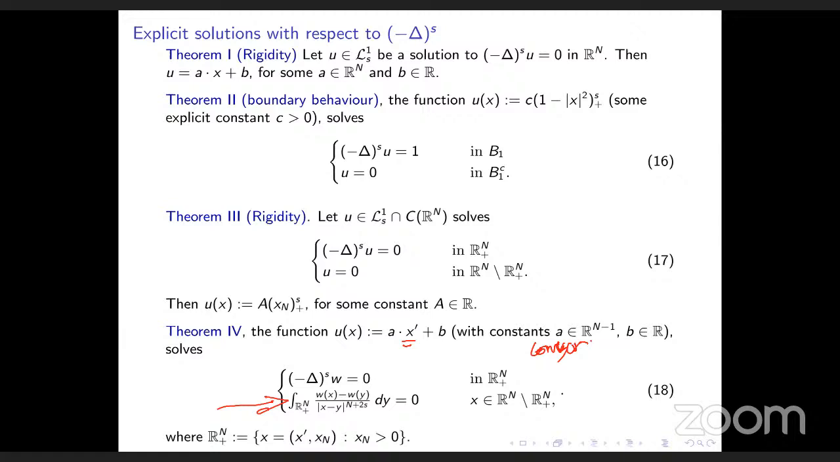So the converse in any case is open. What I mean here by the converse is: suppose that you have a solution u which solves (18), then is it true that u is of the form a x prime plus b? There is no result about this, even in one dimension, nothing. In one dimension, one should expect constant functions, but nothing is known about this.